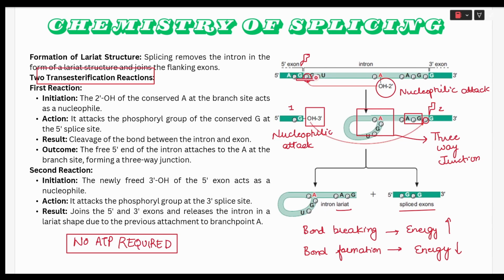For example, first of all, we are going to break this bond. Energy will be released. That energy will be used to make this bond, right? Now, this bond is going to be broken in a second, and the energy will be released. Now, this energy is used to make this bond. So technically speaking, the chemistry of splicing itself doesn't require any kind of ATP.